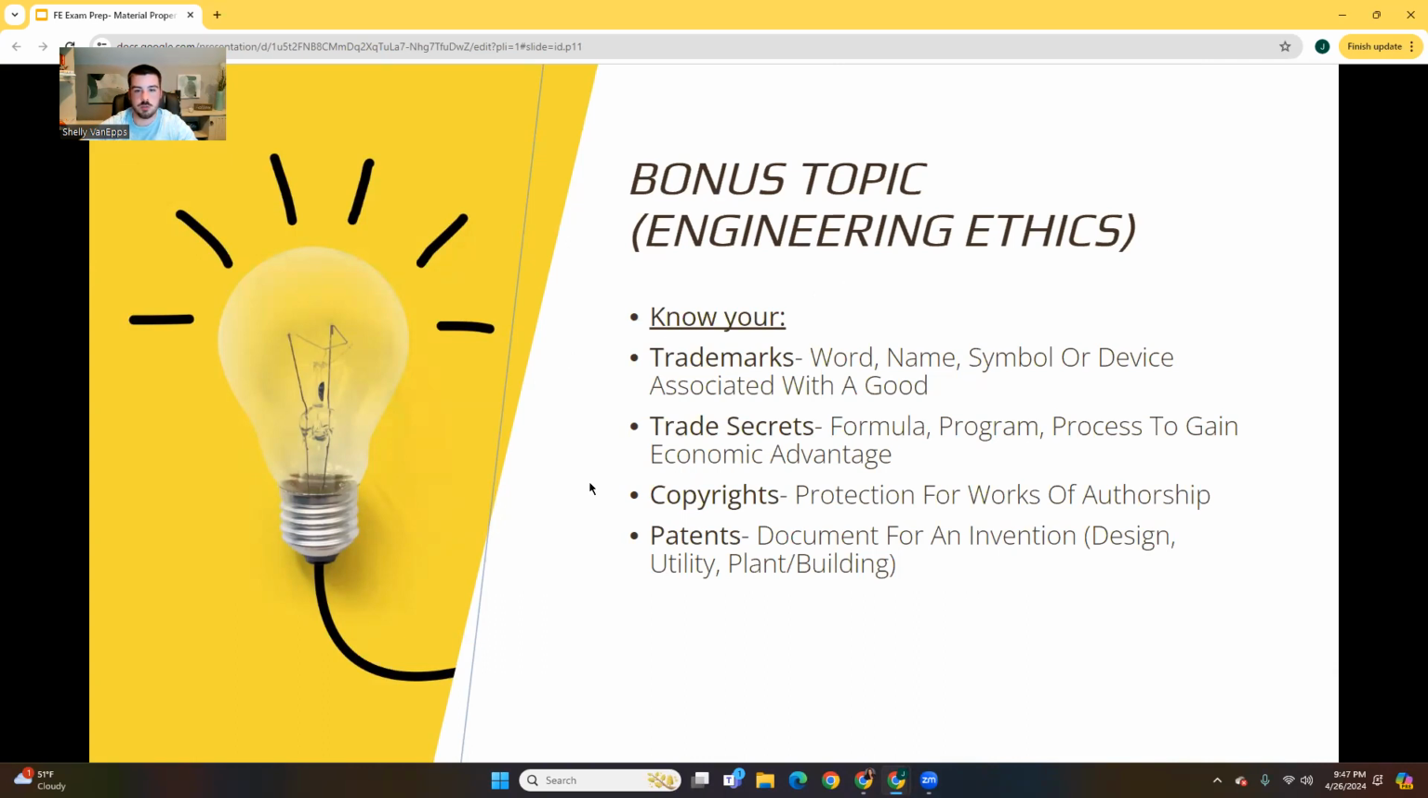These questions may be multiple choice, compare and contrast, or pair up a trademark with a symbol or a device that is associated with a good. So it's really good to know these definitions going in. I think this topic is worth studying, as it's quick, easy points, as long as you know the definitions and what you're looking for.